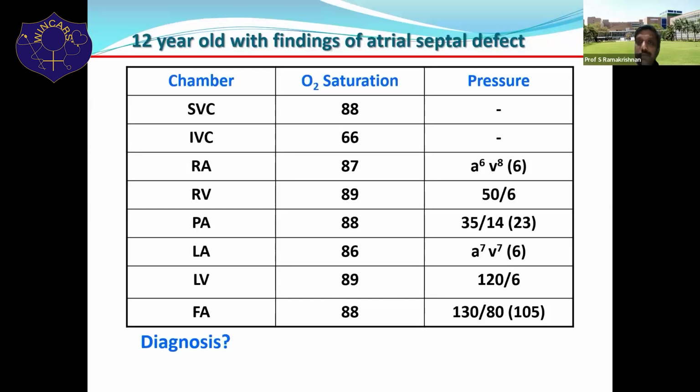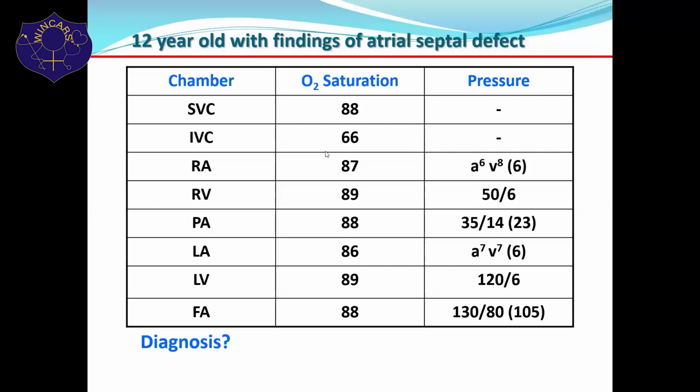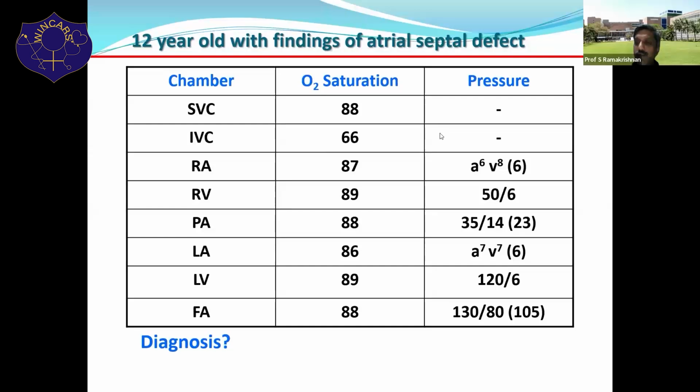The 12-year-old actually came as atrial septal defect. So what is the diagnosis? Get the saturation in all the chambers. Look at the saturation. Yeah, very good. This is a common thing that everybody generally picks up. So this is TAPVC. But don't jump into TAPVC like that.